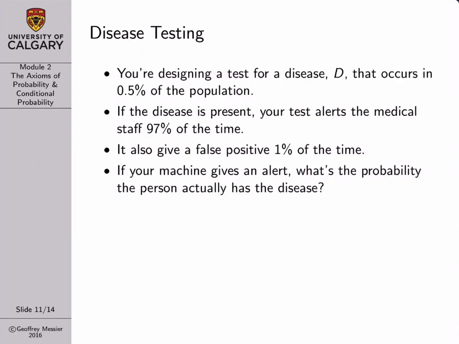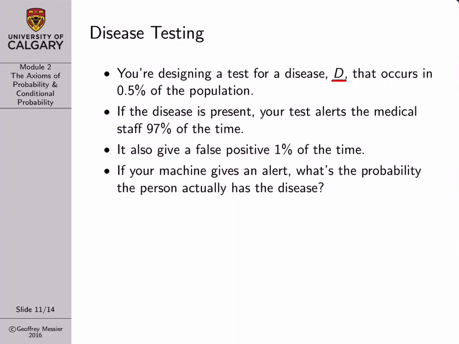Okay, so it's time for another example. This example is a biomedical example that deals with creating a machine that tests for disease. Now, we have some information about this disease. You're testing for a disease D, so we use D to represent the disease, and it occurs in 0.5% of the population. If the disease is present, your test alerts the medical staff 97% of the time.